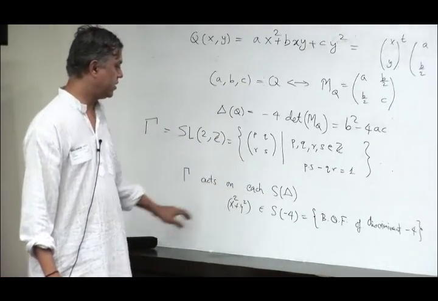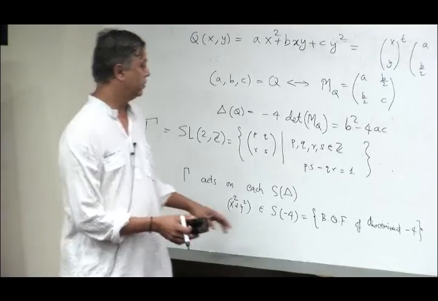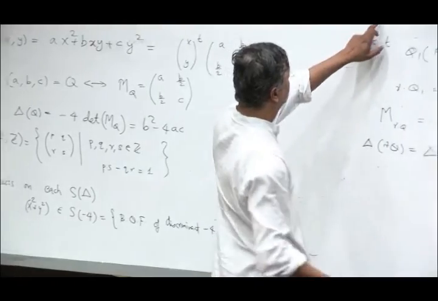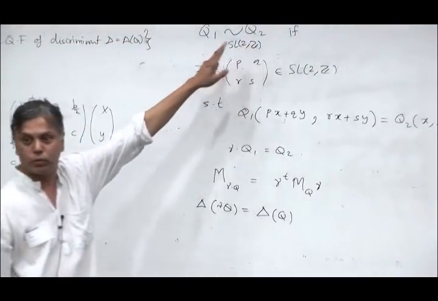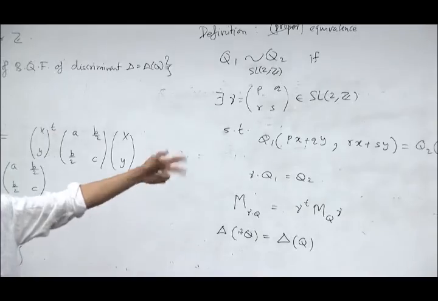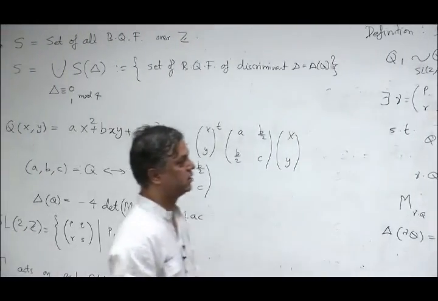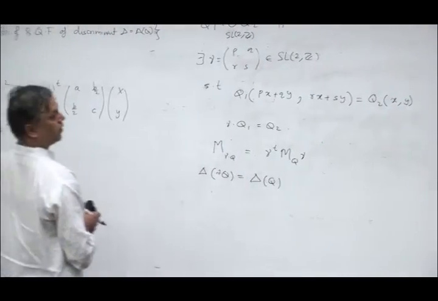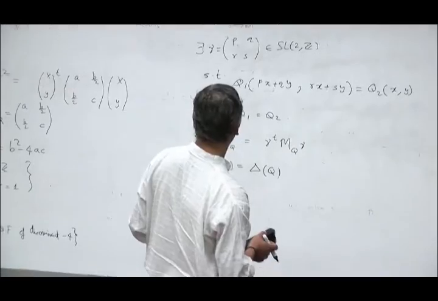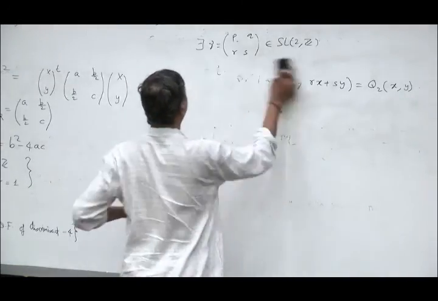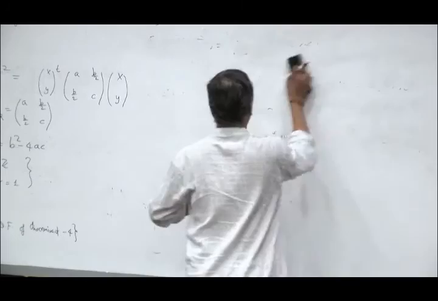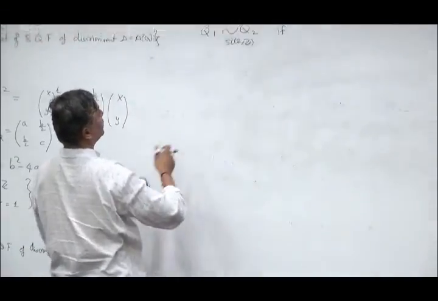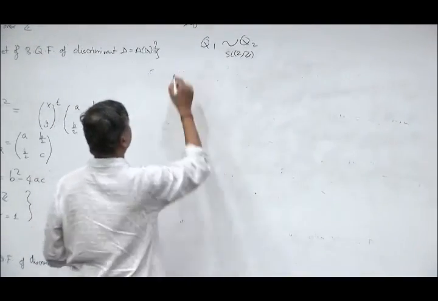In general, gamma acts on S delta, and one can prove that this is an equivalence relation. That's obvious. If Q1 is equivalent to Q2, then Q2 is equivalent to Q1, gamma inverse will come in and all that, and so we get a nice partition of S delta into equivalence classes. So you get classes. So we have this definition.